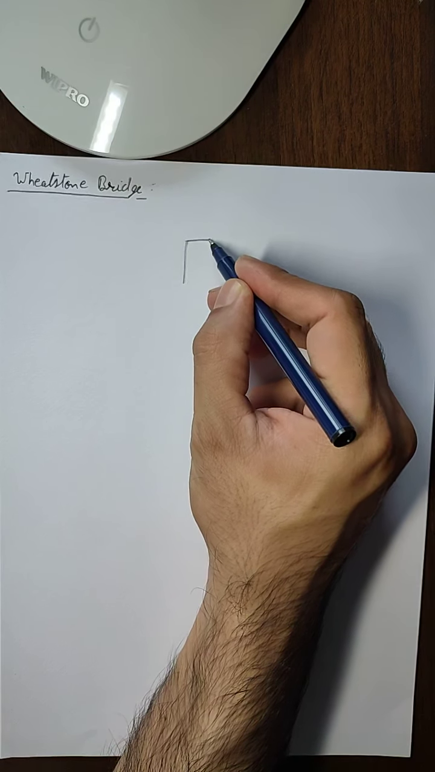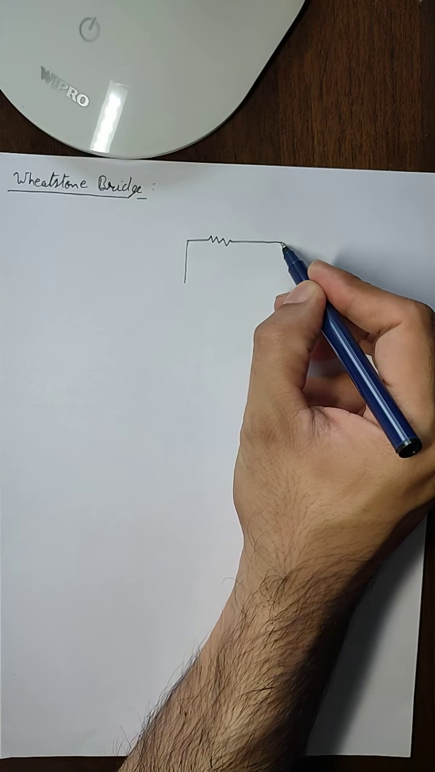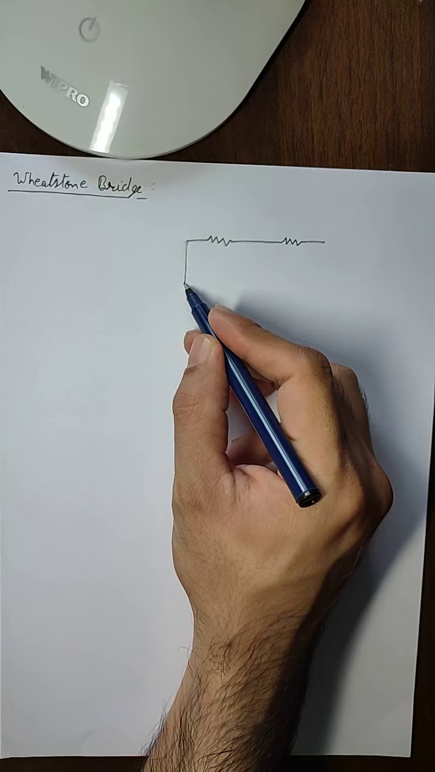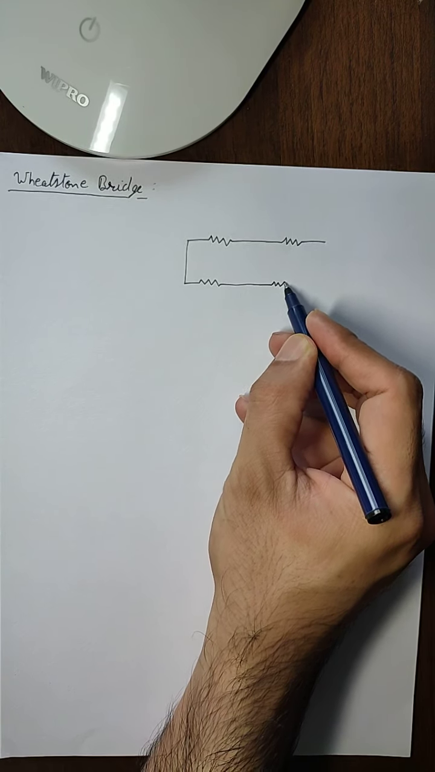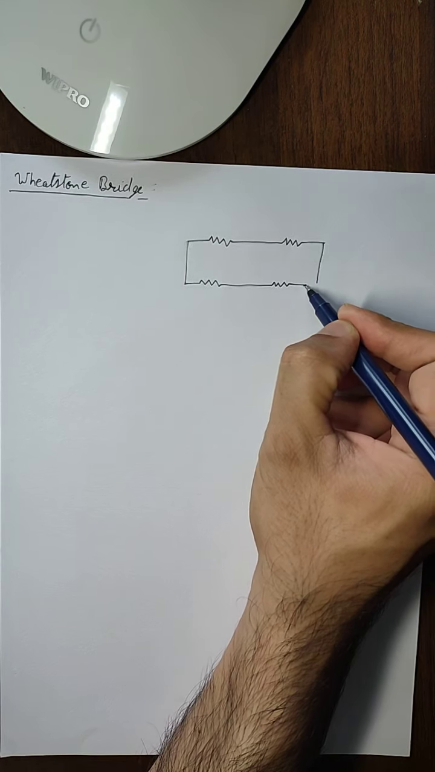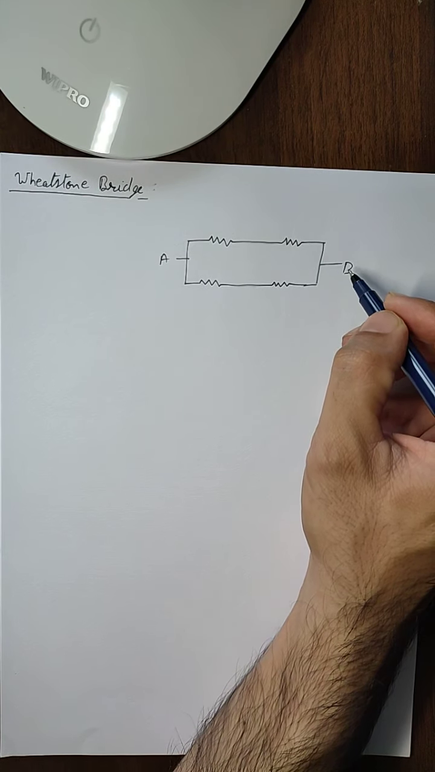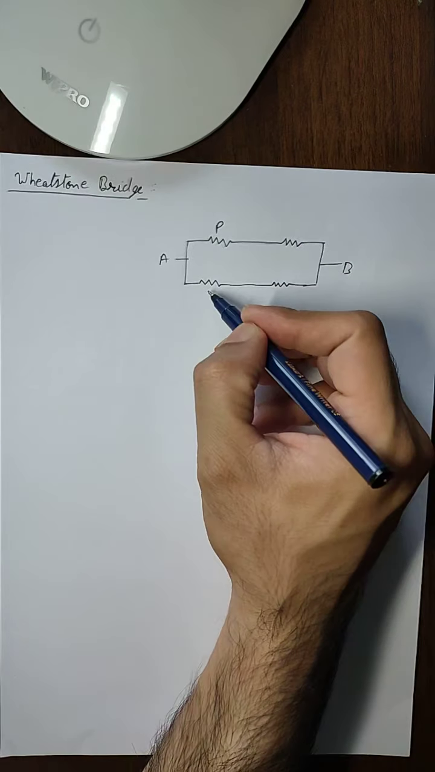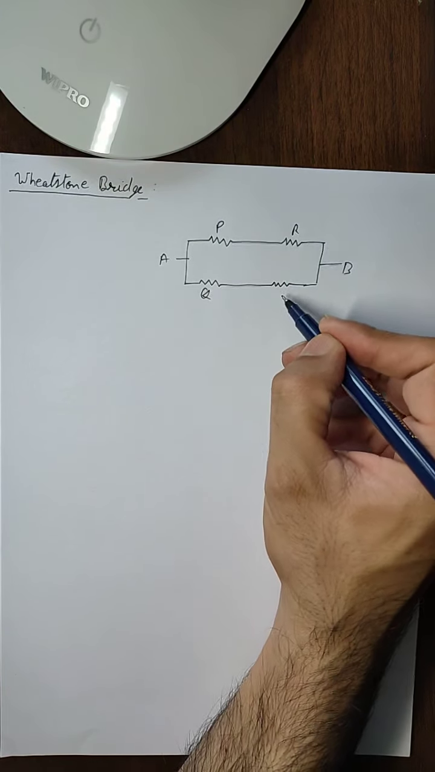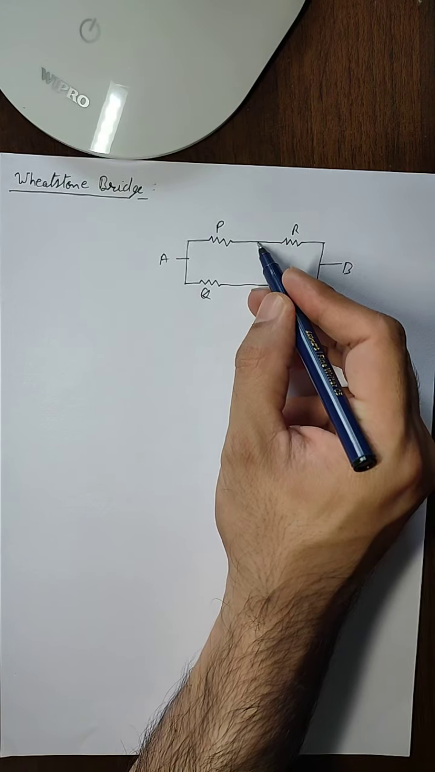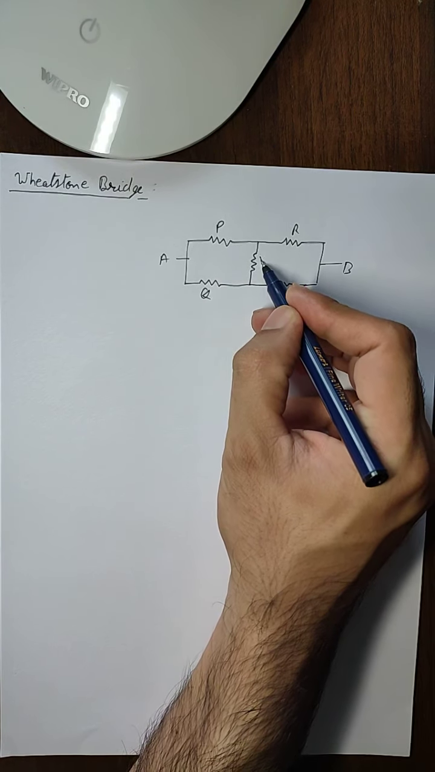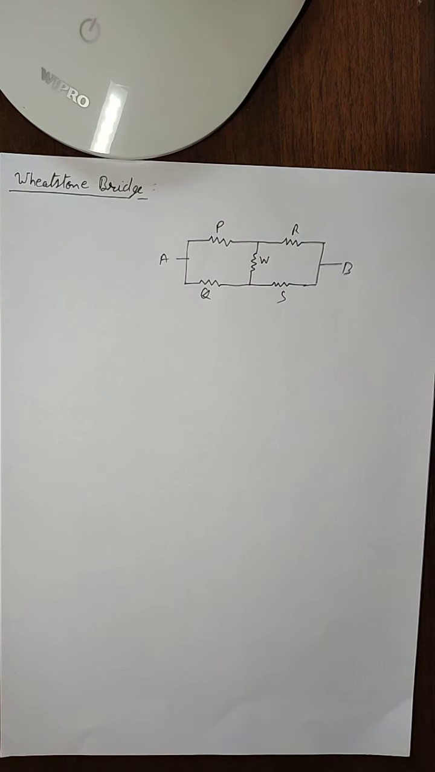So, there will be two parallel branches like this, connected between two terminals, say A and B. These are resistors P, Q, R and S, and there will be a middle branch, let us say that it is W. Now this kind of arrangement is called a Wheatstone bridge.